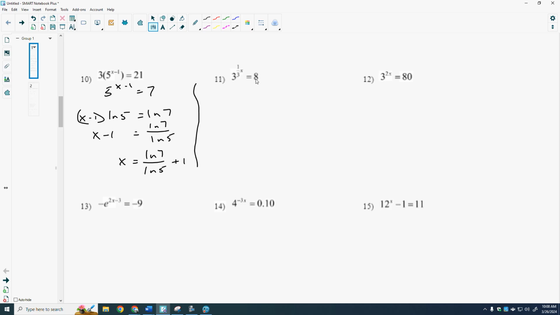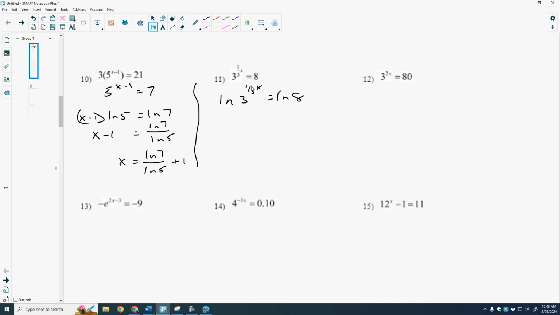The exponential part's already isolated, so I'm bringing the 1/3 down in front. ln of 3. Let me do one the long way, just in case we are confused and I haven't done it in a while. I'm going to take the log of both sides, not dropping it down in front first, just so you can see my steps and I don't skip any.